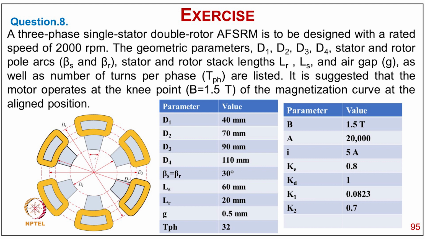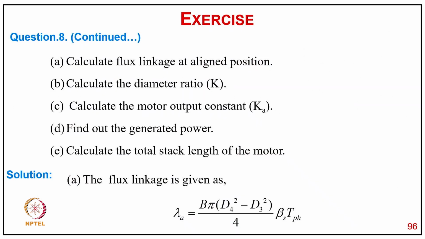The dimensions are d1 equal to 40 mm, d2 70 mm, d3 90 mm, d4 110 mm, beta s equal to beta r, that is 30 degrees, ls equal to 60 mm, lr equal to 20 mm, and g equal to 0.5 mm, Tph equal to 32, flux density B 1.5 Tesla, A equal to 20,000, I equal to 5 ampere, K equal to 0.5, Kd equal to 1, K1 equal to 0.0823, and K2 equal to 0.7. Now calculate the flux linkage at the aligned position, calculate the diameter ratio K, calculate the motor output coefficient K, find the generated power, and calculate the total stack length of the motor.